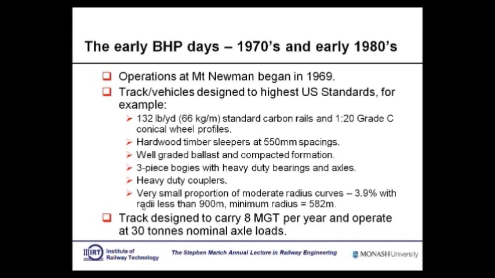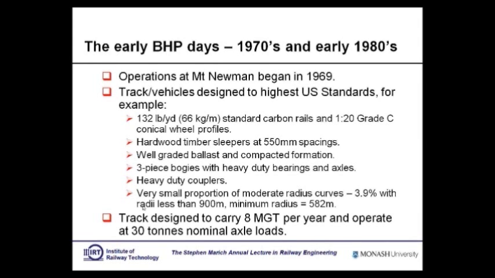Everyone should appreciate operations of Mount Newman began in 1969. And the track and vehicles were designed according to the highest US standards. So we had 132 pound rails, which in conversion is 66 kilogram per meter, standard carbon, 1 in 20 grade conical wheels, hardwood sleepers, 550 millimeter spacings, well graded ballast, nice and hard, 3-piece bogies, heavy duty bearings, heavy duty couplers, heavy duty everything, and a very small proportion of tight curves.